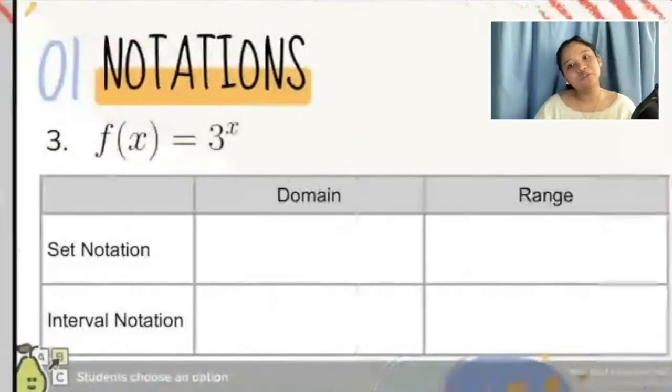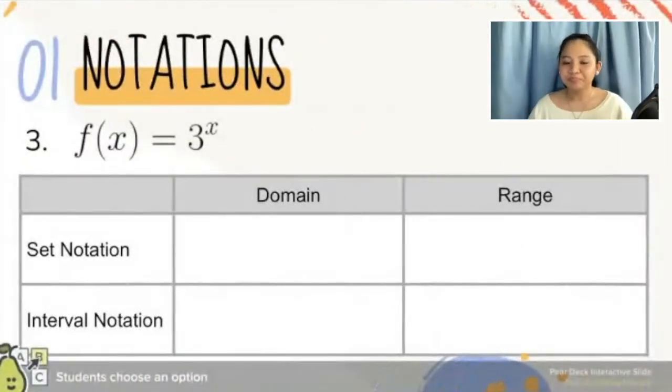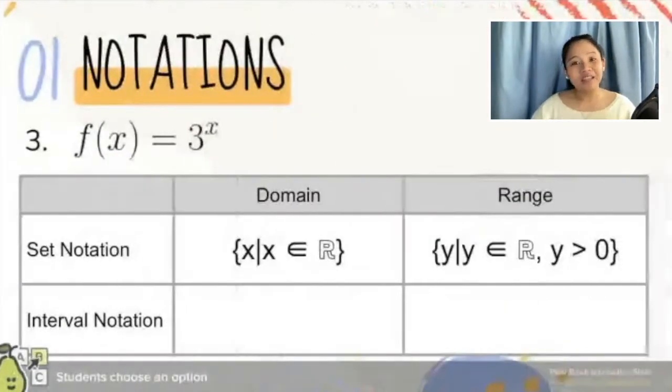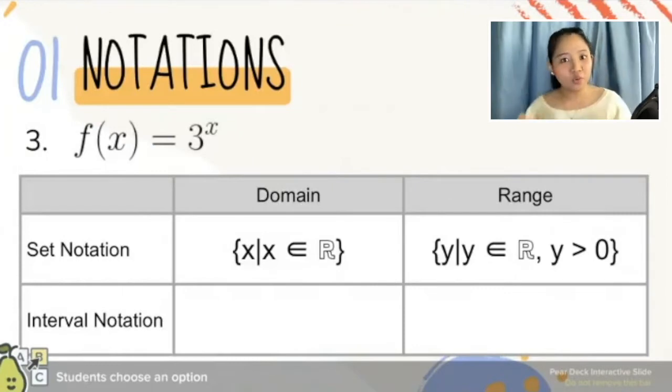Let's have the third example. We have f of x equals 3 raised to x. Which among our periodic prompts would give you the set notation for the domain and range? Time's up. The correct answer is to write it down, your x such that x is an element of real numbers, but then your y would be expressed as y such that y is an element of real numbers, where your y is greater than 0.